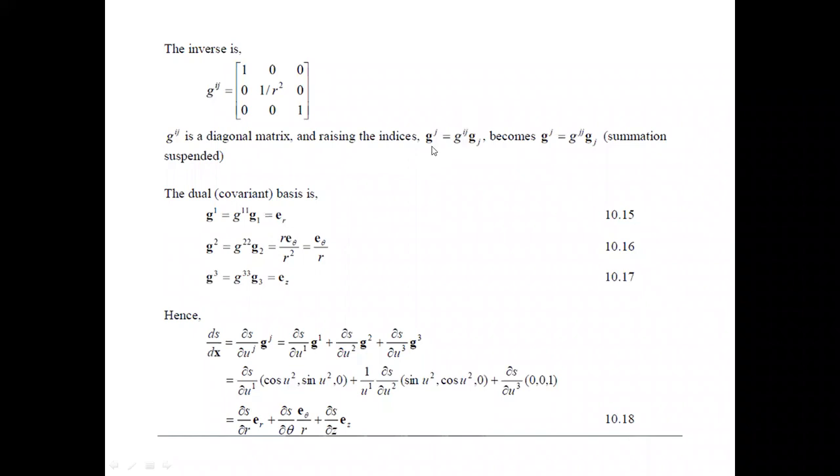The mistake here: this is G^I equals G^IJ, G_J. Don't forget, the only index that can survive this summation is I. This you have seen before. So G^I equals G^IJ, G_J. If you're not looking for G_J, then I becomes J, and you get G^J equals G^JJ, G_J. So this is G^I. So G^J equals G^JJ, G_J, for J going from 1 to 3, that's what you have here.